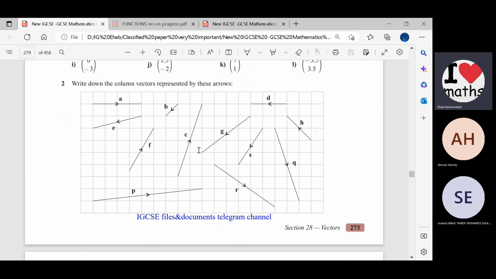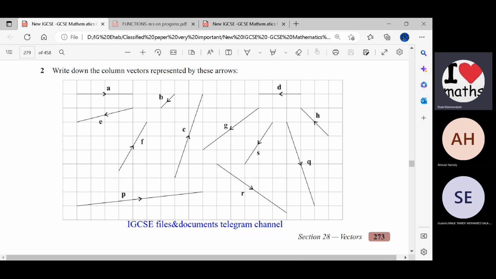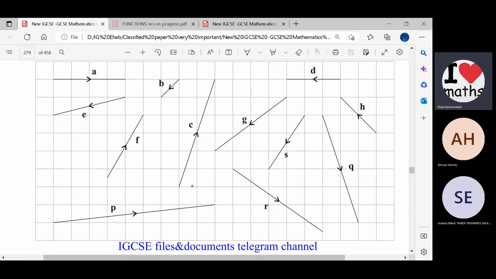Who can identify for me the vector f? Who can tell me the vector f? Actually, let me start with C. I need to identify the vector C. Who can tell me what the vector C is? Focus a bit. We move on the x first, then on the y. For how many units? Start from this point to the other point. Say 2 units, and then how many units up? 6 units. So I can express the vector C as 2 and 6.